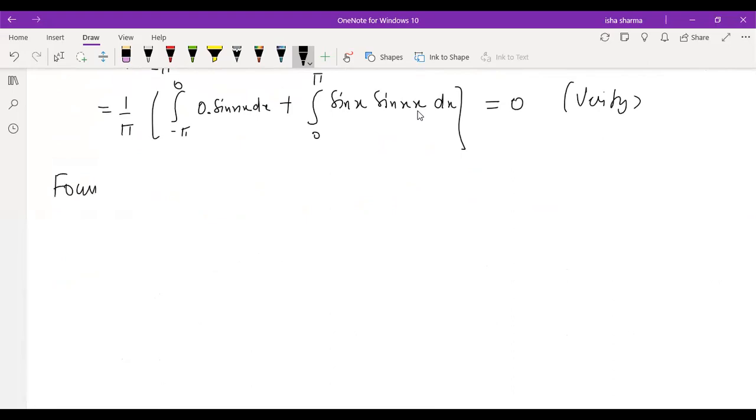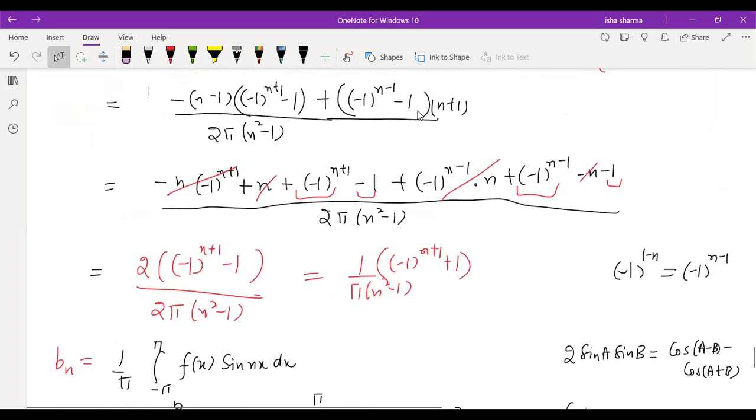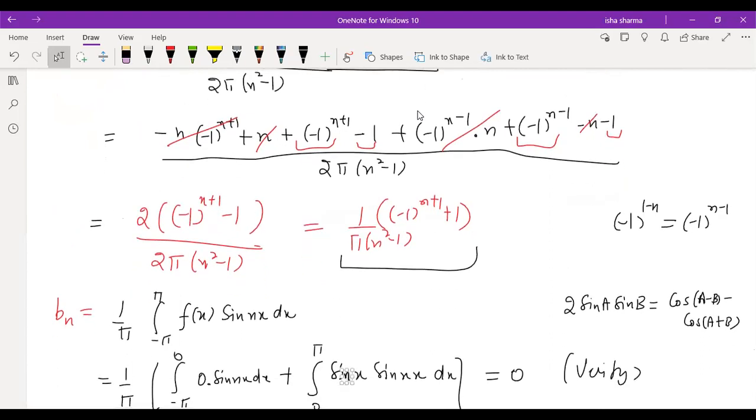So now you just need to write, therefore the Fourier series is a naught by 2 plus summation an cos nx only, because your bn is simply turning out to be 0. So a naught we computed was 2 by pi. So this is 1 by pi plus summation n is equal to 1 to infinity of whatever an we computed. What was an? An was 1 by pi n square, minus 1 raised to power n plus 1, plus 1.